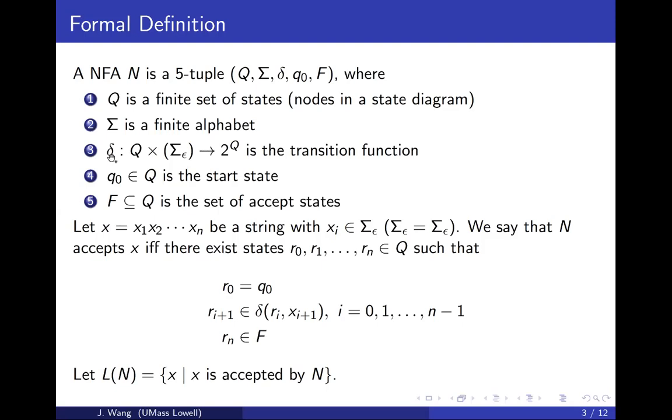Okay, so in other words, the transition maps a current state and a symbol. Now here we allow the empty string. So in other words, we allow this machine to not read anything and change state, okay? And then the next move would be a set of states. Hence it is going to an element in the power set of Q. So this is still a function, but the output of the function is a set of states instead of a single state. Q0 and F are the same as DFA. So what we need to do is to define acceptance, as we saw in the previous whiteboard.